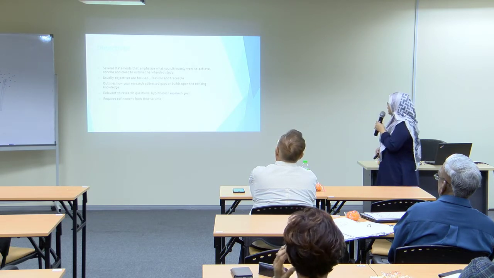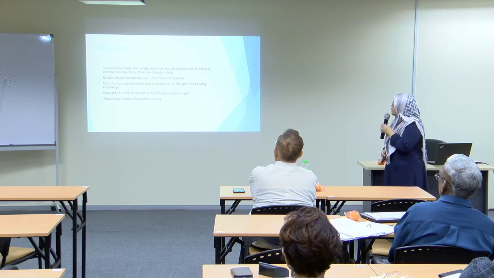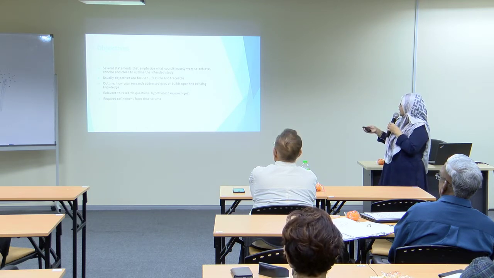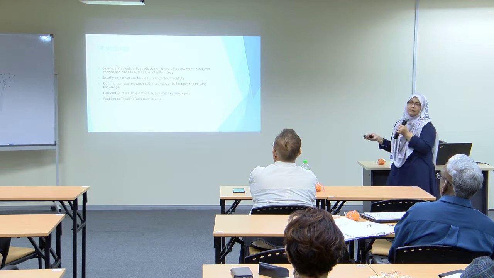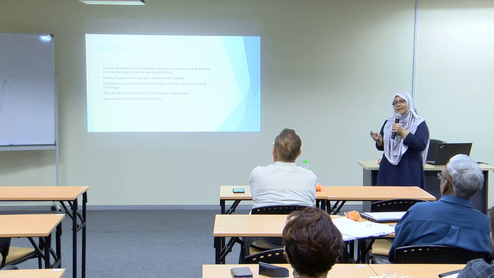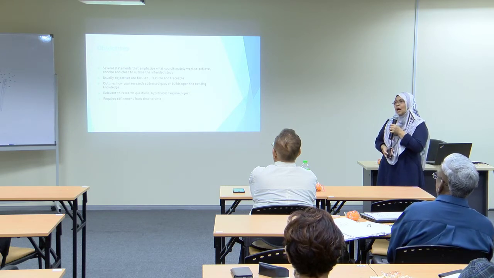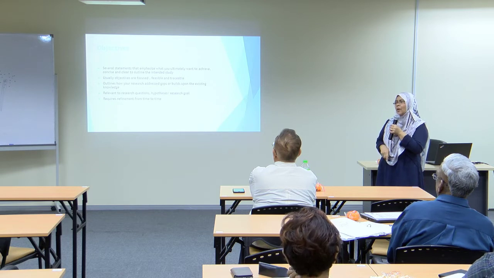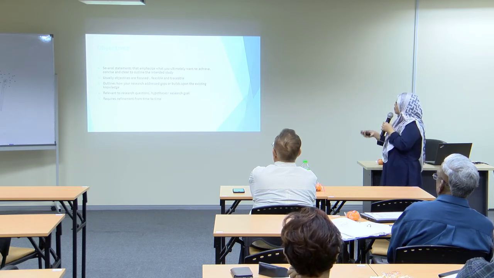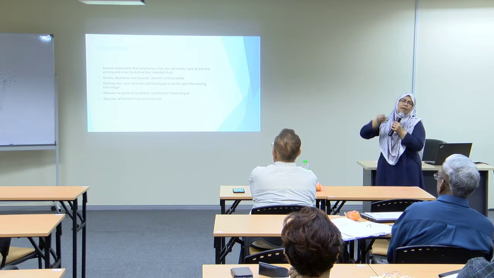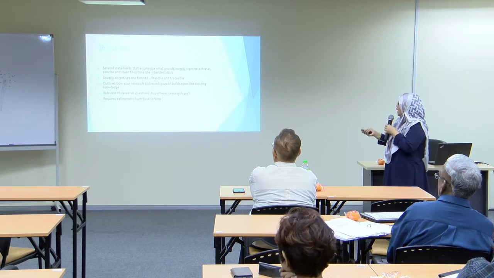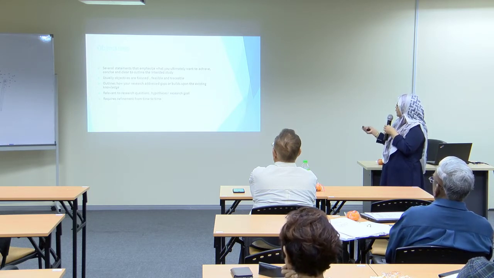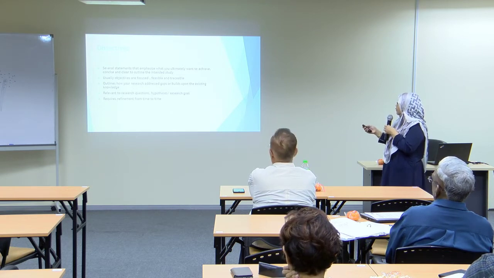Several statements that emphasize what you ultimately want to achieve, concise and clear to outline the intended study. Usually, objectives are focused, feasible and traceable, or can measure. That one. For example, you want to check what is the youth trend using gadget, for example. Okay, outline how your research addresses gaps or builds up the existing knowledge relevant to research question, hypothesis or research goal, and requires refinement from time to time.